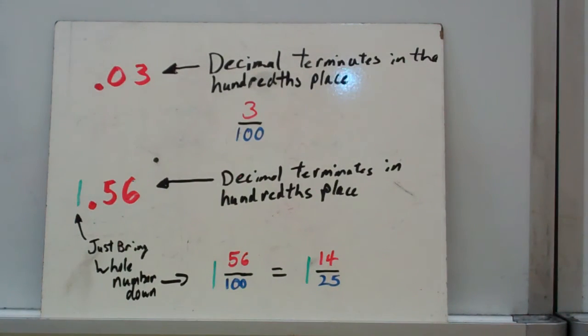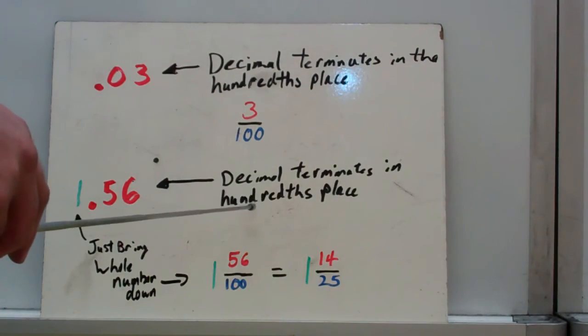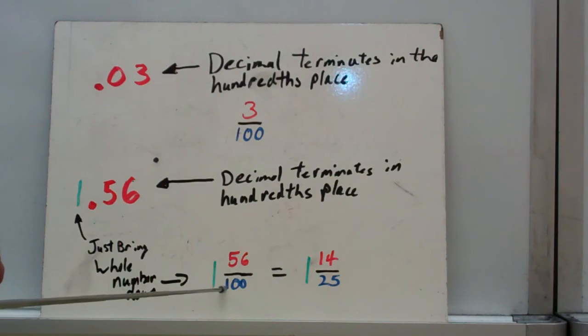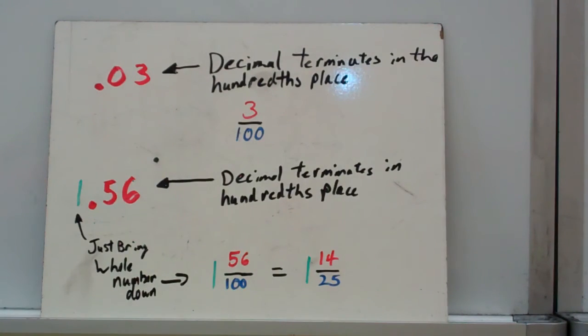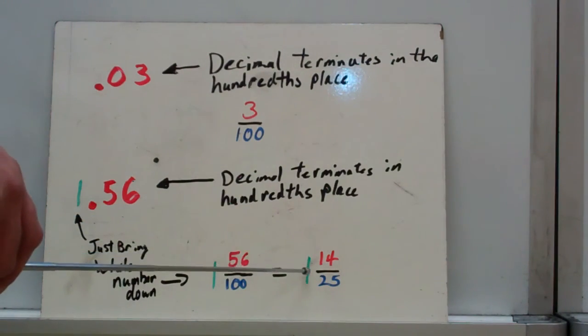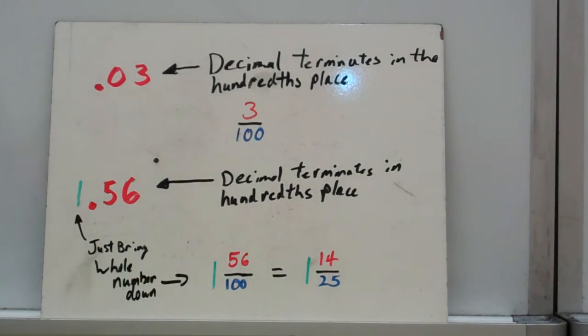The 6 is in the hundredths place here. So we put that 56 over 100 and bring down the 1, so we have 1 and 56 over 100, and we can reduce the fraction. Again, 56 and 100 are both divisible by 4. So a final result here would be 1 and 14 over 25.